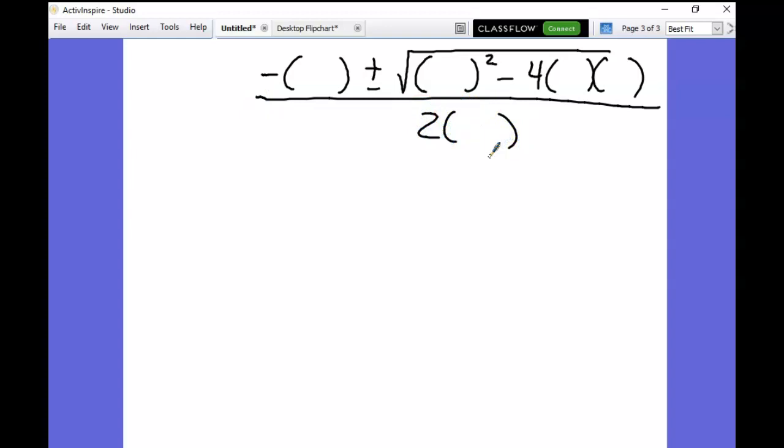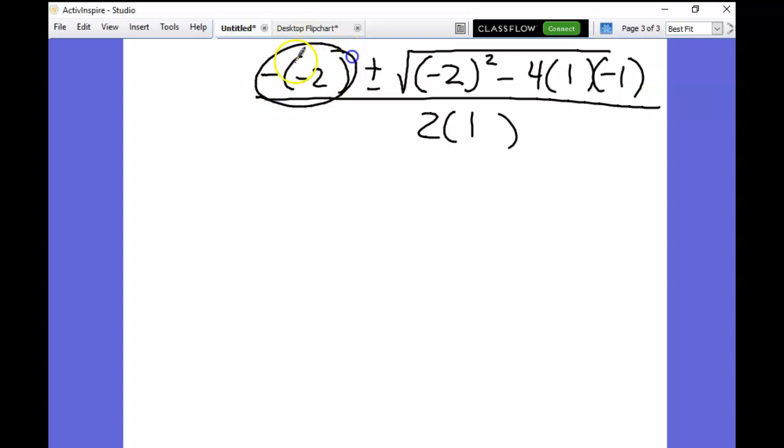All right, so what was my B term? -2? What was my A term? And that goes here too. And what was the C? -1? So this is just an opportunity to review the quadratic formula with y'all. So why don't you guys tell me some stuff here.